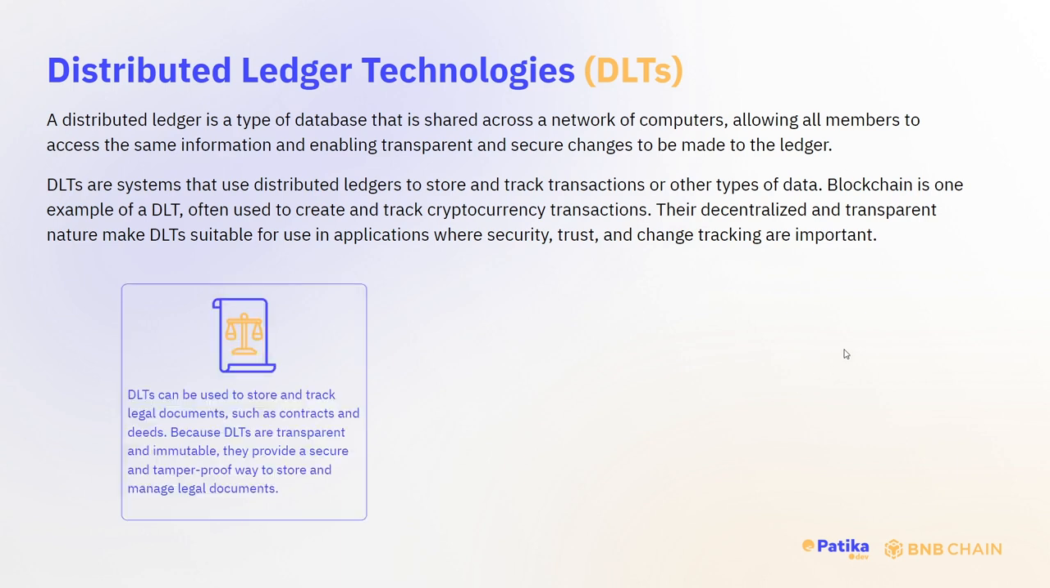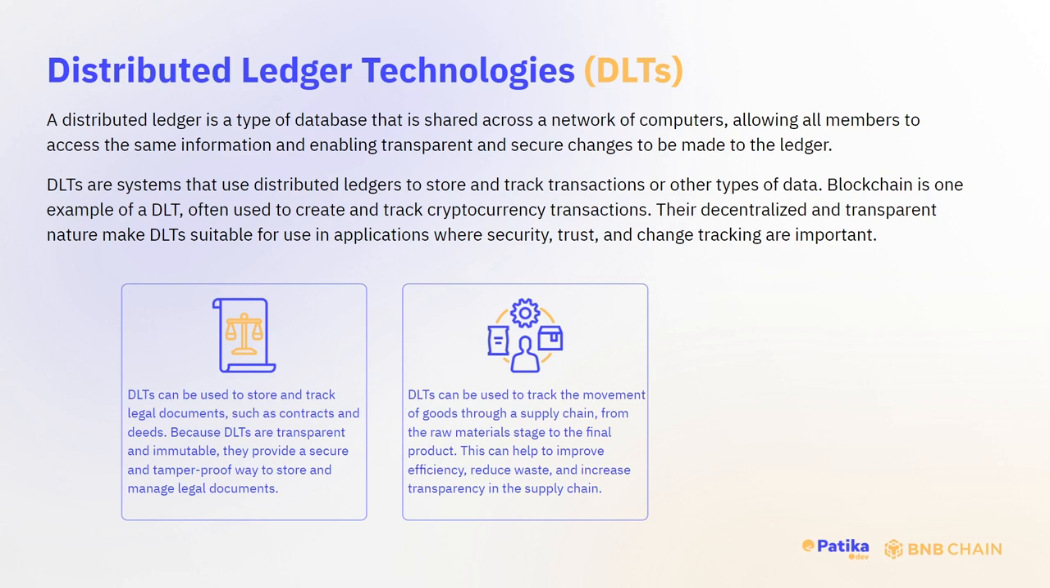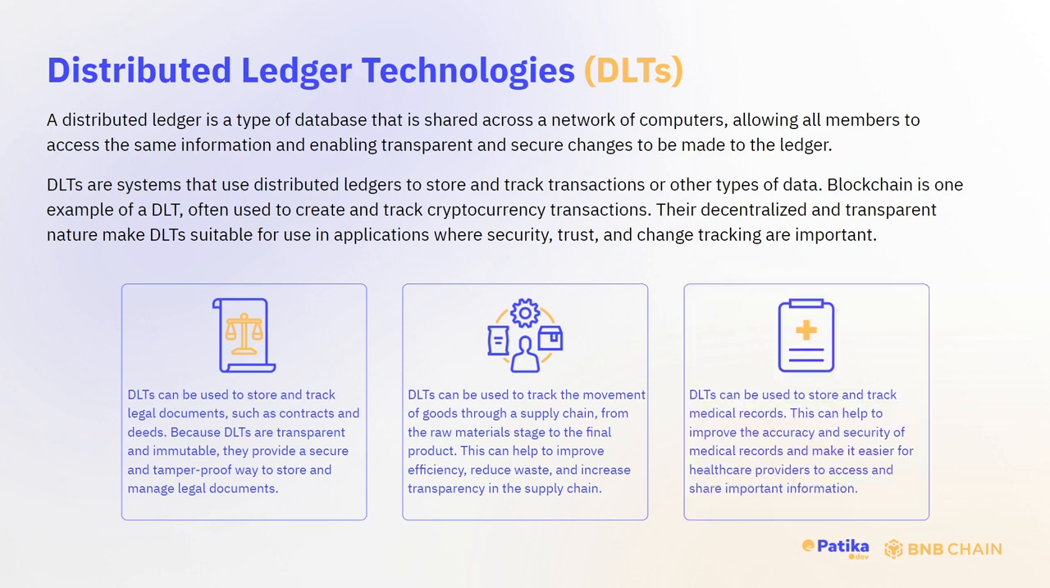DLTs can be used to store and track legal documents such as contracts and deeds. Because DLTs are transparent and immutable, they provide a secure and tamper-proof way to store and manage legal documents. DLTs can be used to track the movement of goods through a supply chain from the raw materials stage to final product. This can help to improve efficiency, reduce waste, and increase transparency in the supply chain. DLTs can be used to store and track medical records as well. This can help to improve the accuracy and security of medical records and make it easier for healthcare providers to access and share important information.